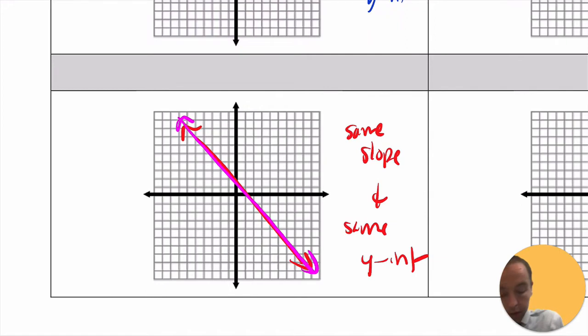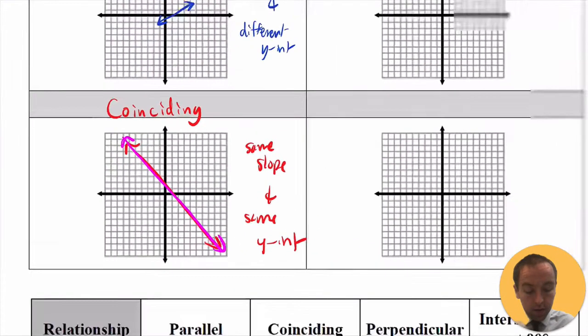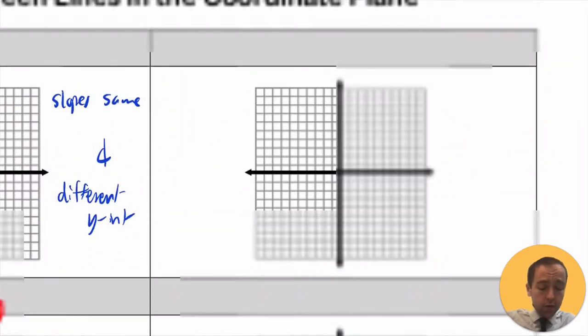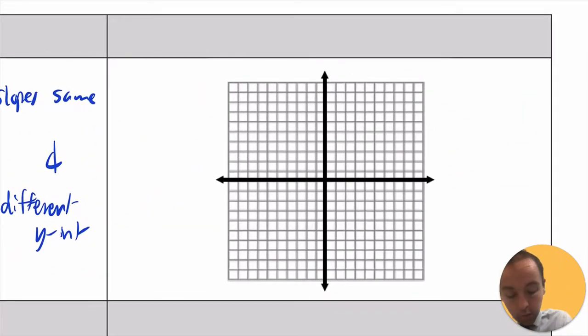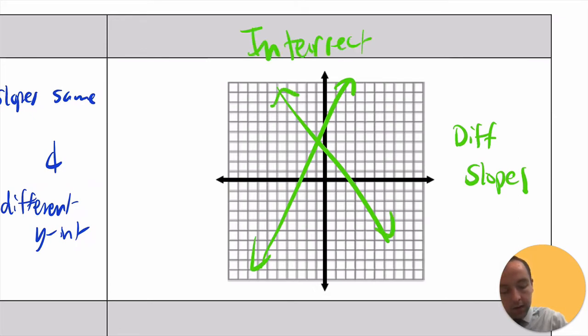And so what we call this relationship here is coinciding lines. So the lines coincide with one another when they are exactly the same line. So those are the two cases where lines have the same slope. So the only other possibility then would be to look at cases where lines have different slopes. So anytime two lines have different slopes, they are just going to cross one another. And by crossing, we can just say that they intersect in exactly one point.